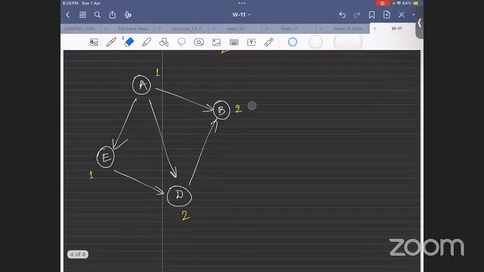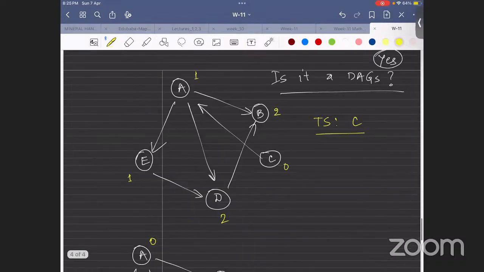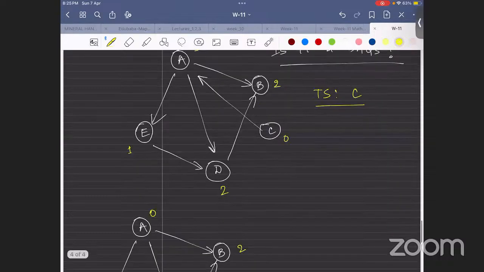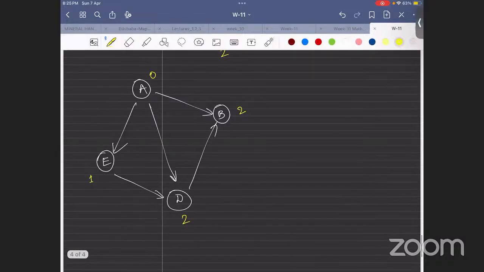What is the updated value of B? B remains same, right? 2. What should be the value of A? It will be 0. This will be 1. This will be 2. Whichever vertices were incident from C, only those vertices' in degree will get impacted. So you can see that A got impacted. Other than that, none of the vertices got impacted.